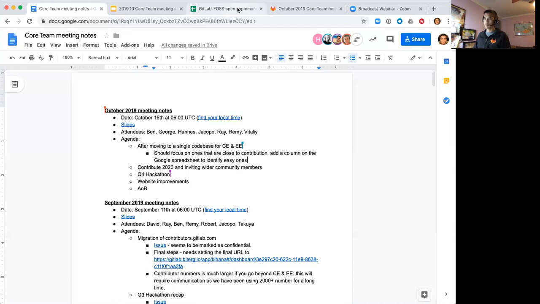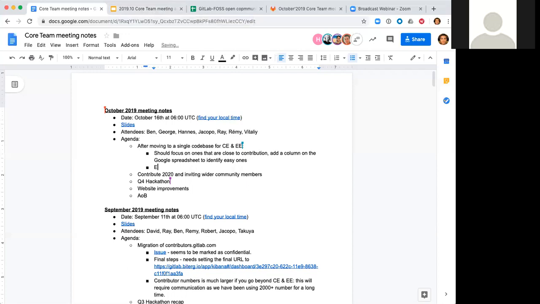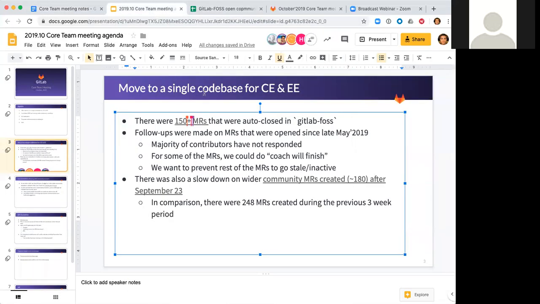If they're not responsive, maybe we should just assign them to reviewers or coaches to sort of finish their work. I hate to see those go to waste. We could also ping stage managers, who could also help pick this up. Yep. Okay, cool. Just jotted down some notes.